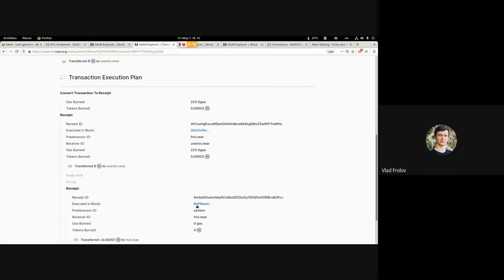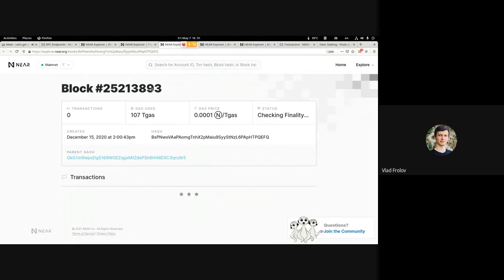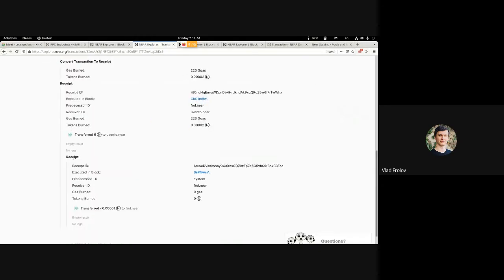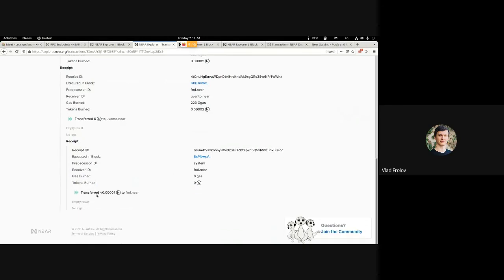Again, it happened, as you can see, even further in the history. I guess it's the 93rd block. Yeah, it's the 93rd block. It seems it again appears empty, but it's not. It has this receipt with the refund.